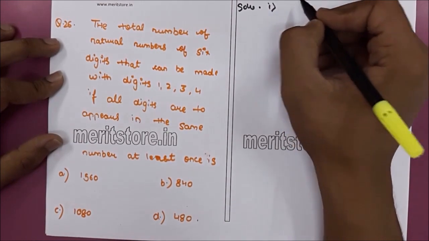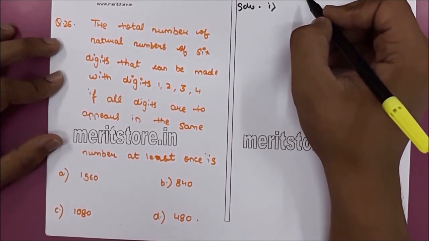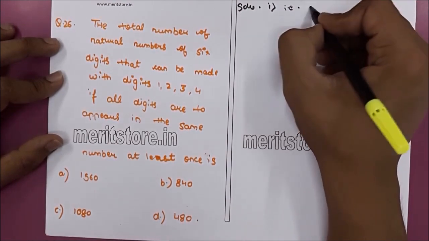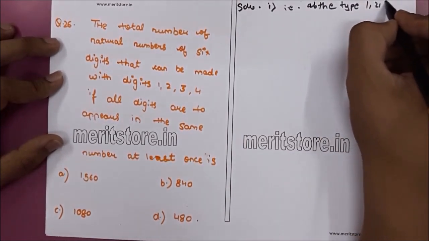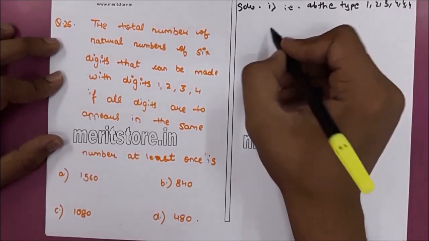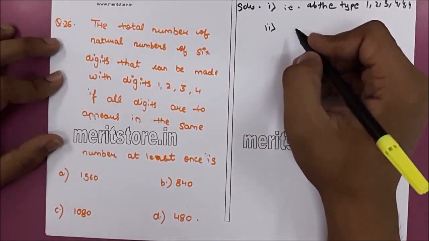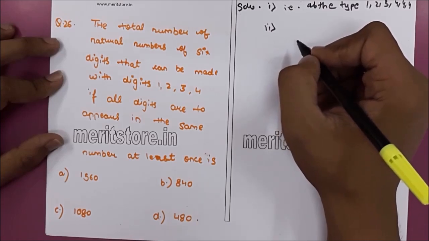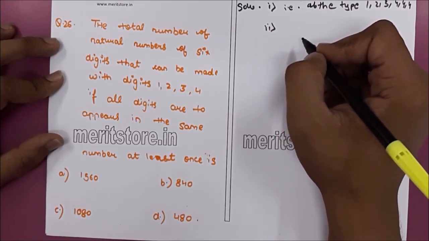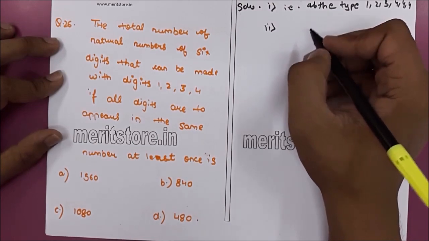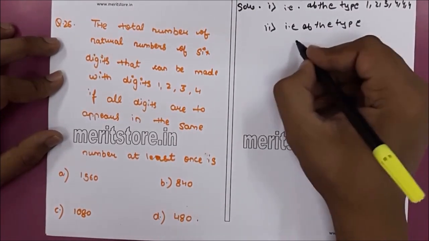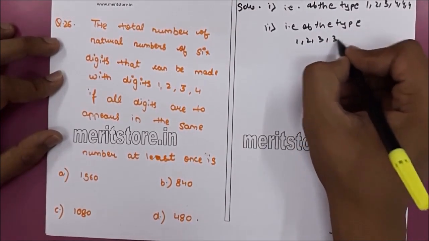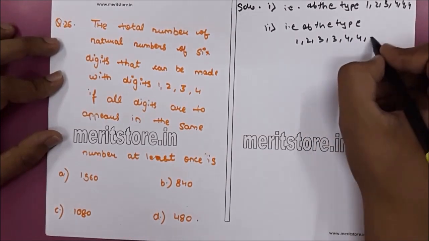First case, any one of the digits 1, 2, 3, 4 repeats thrice and the remaining digits only once. That is of the type 1, 2, 3, 4, 4, 4. Case 2. Any two of the digits 1, 2, 3, 4 repeat twice and the remaining two only once. That is of the type 1, 2, 3, 3, 4, 4, etc.